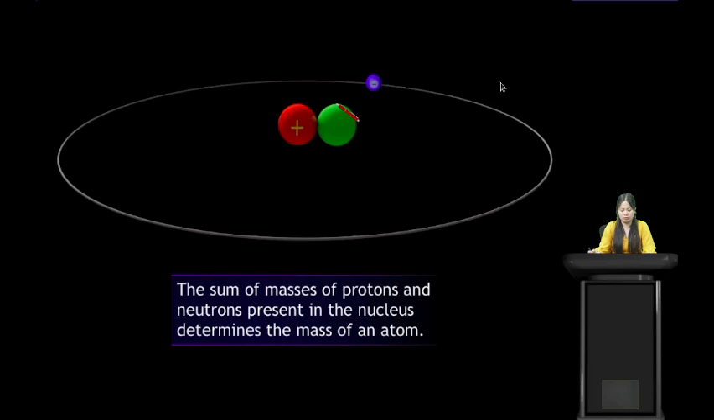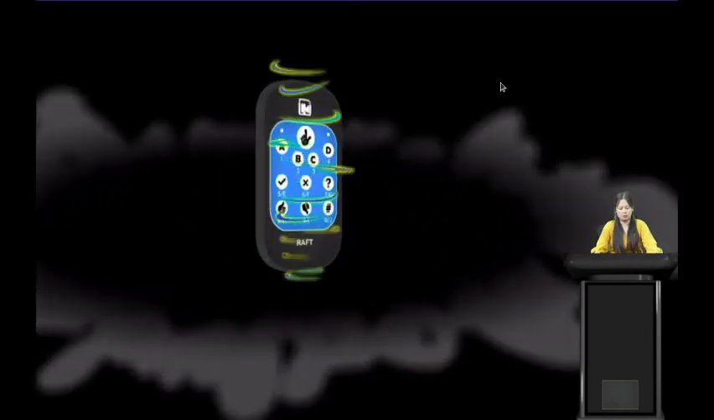Particles called neutrons. Okay, so the mass of an atom is equal to the sum of the mass of protons and the mass of neutrons.